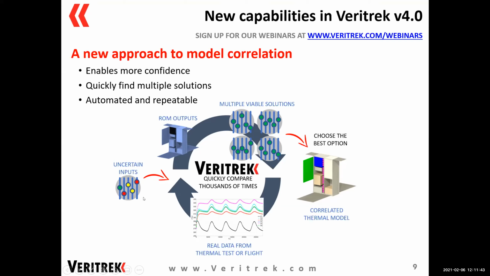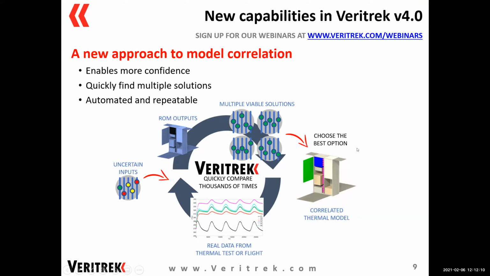And that's really why Veritrek and this new analysis feature can be so powerful: we can leverage the power of the reduced order model to modify those parameters and perform that comparison very quickly. And in fact, we can do that comparison thousands of times. And the end result is Veritrek providing us with multiple solutions that effectively correlate our model to test data.